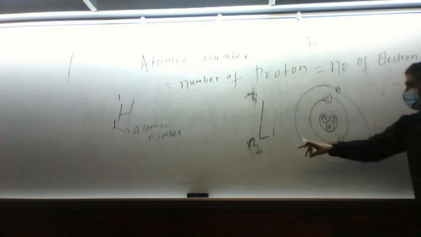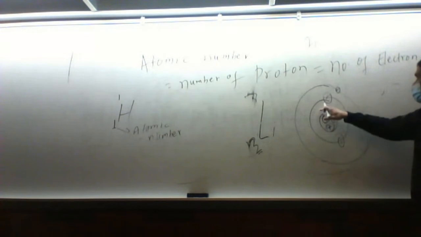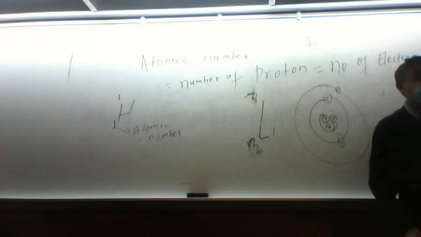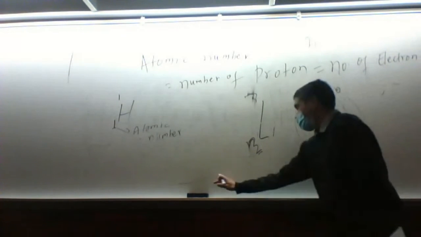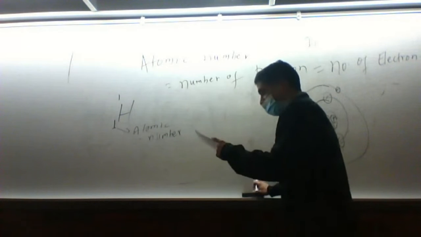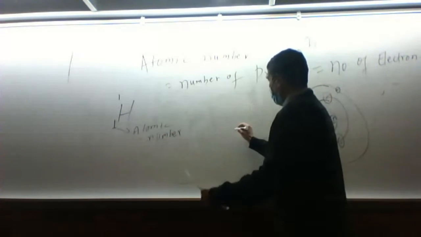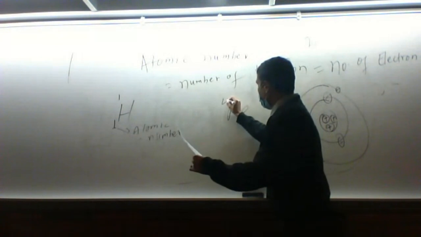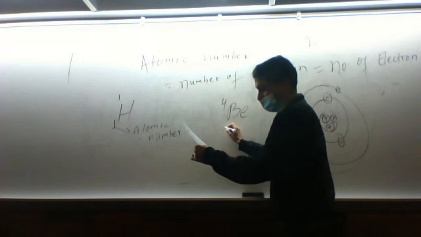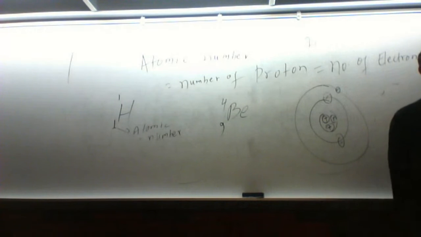Clear? So 3 protons here at the center, and the 3 electrons out. In the first orbit you can put 2, and in the second orbit whatever you are left with, you just fill it there. Yeah. So now if I have to put the beryllium, look at the periodic table. Beryllium is the fourth box on the left side. So here is beryllium, here is a 4, and here is 9.01. So if I round it, it's a 9.